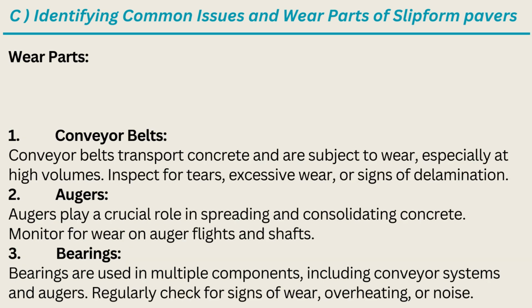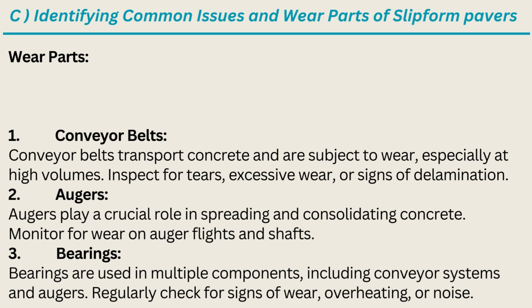Wear parts. 1. Conveyor belts. Conveyor belts transport concrete and are subject to wear, especially at high volumes. Inspect for tears, excessive wear, or signs of delamination. 2. Augers. Augers play a crucial role in spreading and consolidating concrete. Monitor for wear on auger flights and shafts.